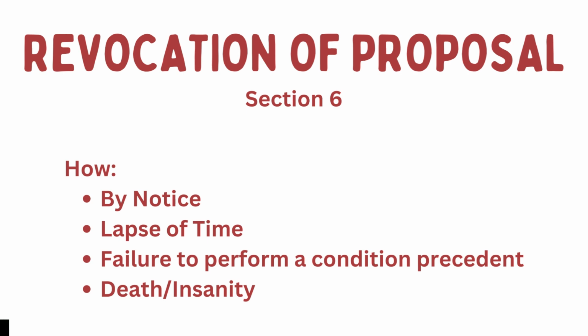Lastly, the offer can also be revoked by death or insanity of the proposer. However, the knowledge of the death or insanity of the proposer must reach the offeree before the acceptance. So, if the offeree didn't have any knowledge of the death or insanity of the proposer and he accepts the proposal, it will be considered as a valid one.